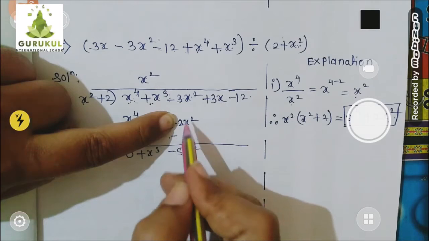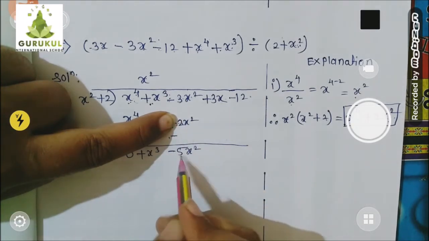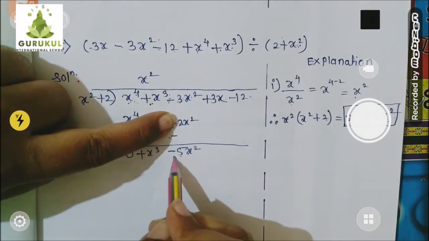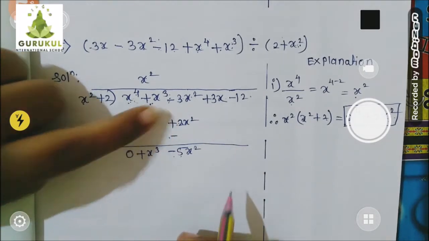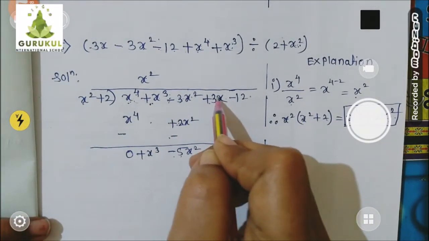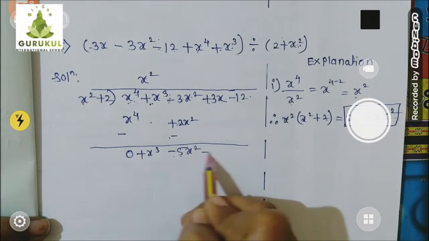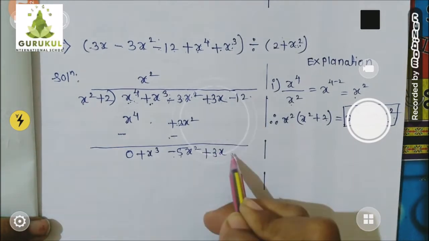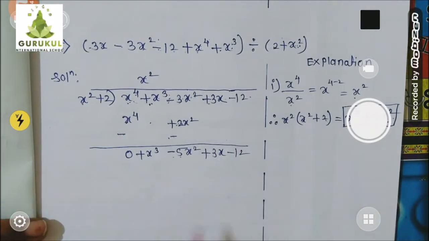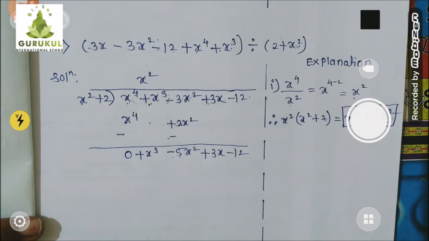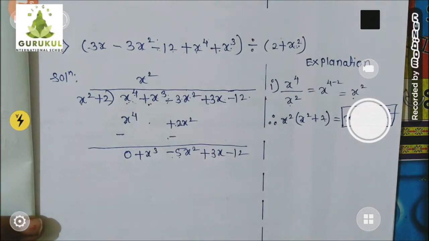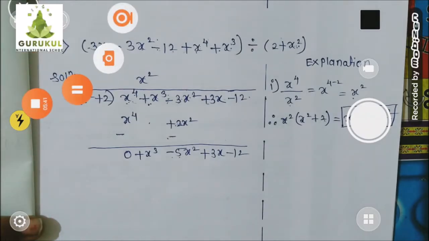So same sign, add the numbers. So 3 plus 2, 5. Put the greater number's sign to the answer, minus, and x square I copied. Now the remaining part, plus 3x, no need for subtraction, so write down as it is. Minus 12, write down as it is. And here our first step is over. We will continue this in the next video. Thank you.